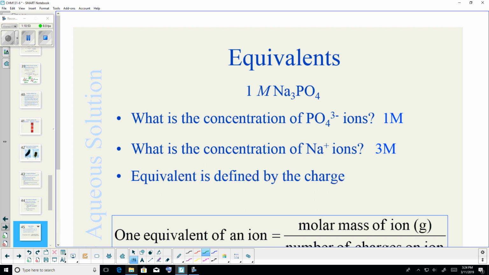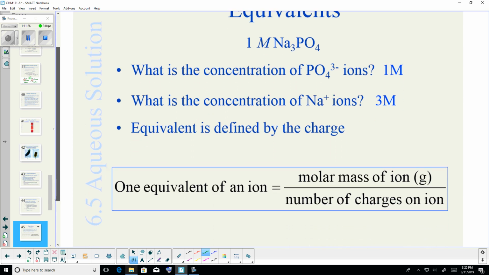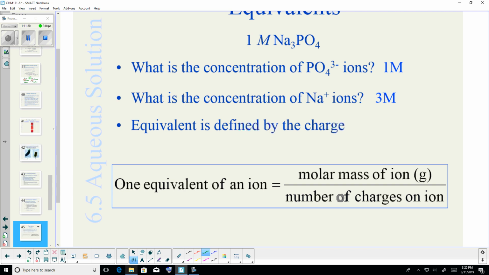So, 1 molar Na3PO4. What's the concentration of PO4 3- ions? Well, each Na3PO4 gives you 1 PO4, so it's a 1-to-1, and you get 1 molar PO4. But for each mole of Na3PO4, you get 3 Na plus. So the concentration of Na plus is actually 3 molar. Everybody see that?